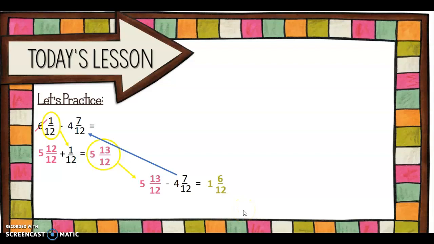Now remember, fourth grade, this answer is fine. This is an acceptable answer. If you want to challenge yourself and make it more middle school appropriate, you can simplify that fraction. We know that 6 is half of 12, so this would also be correct if you said 1 1/2, because that's just simplifying and it's an equivalent fraction.